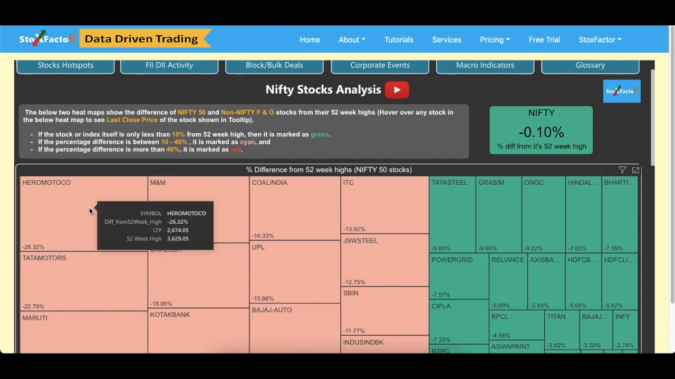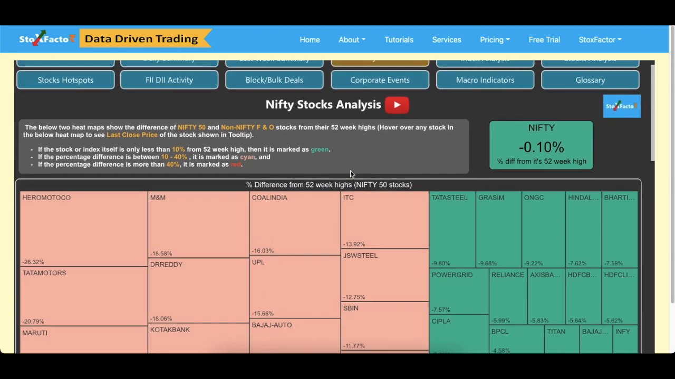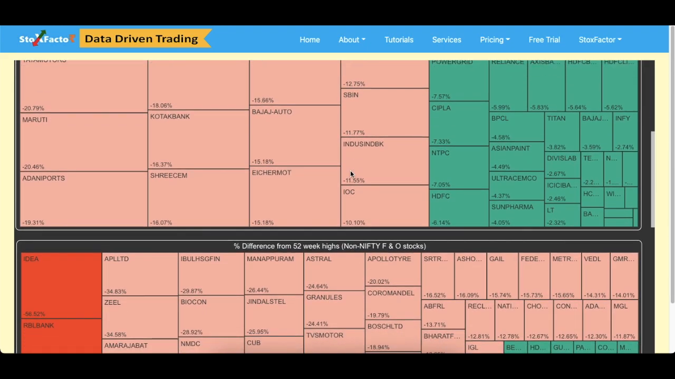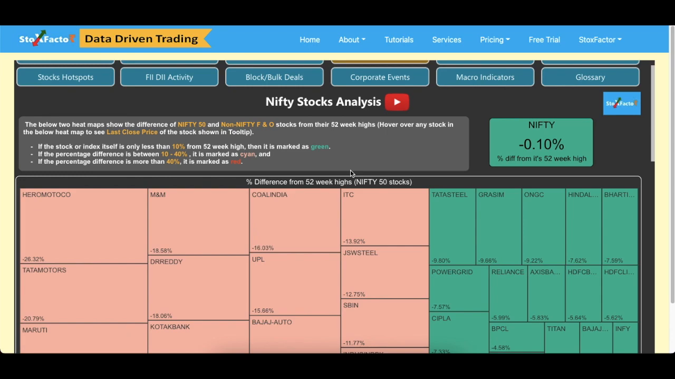So if we hover, suppose, on this particular stock, you will see that the current market price is 2674 and the 52 week high was 3629. So it is around 26% down from the recent 52 week high. So this table helps you to identify those stocks which have corrected a lot and you want to take an opportunity for the medium term or positional trading or even cash market accumulation, right? So these are the tables.